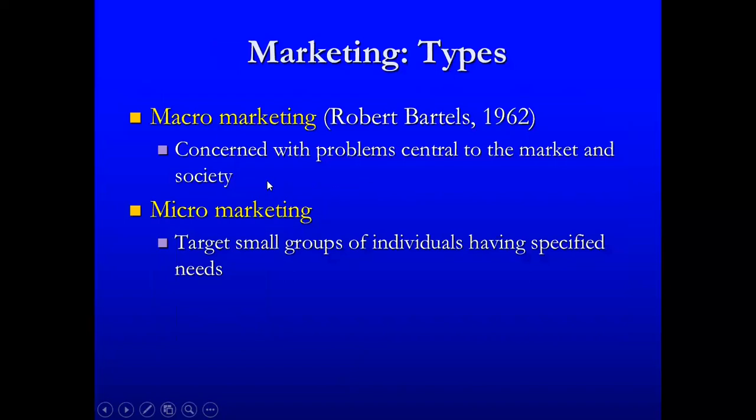So types of marketing include macro marketing and micro marketing. The macro marketing word was described by Bartel in 1962. Macro marketing is concerned with problems central to the market and society. So it is a macro view, whereas micro marketing targets small group of individuals having specified needs.